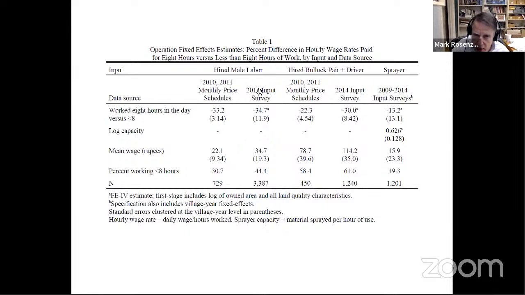And this corresponds across the input survey data for the 3,400 operations that we see, and for the monthly price schedules where we have 729. We have a 22% discount for full-time bullock pair driver operations, and 30% from the input survey. For sprayers, by the way, we don't see any discount depending on how many hours a sprayer is used. So it matters whether you're using part-time workers or full-time workers.